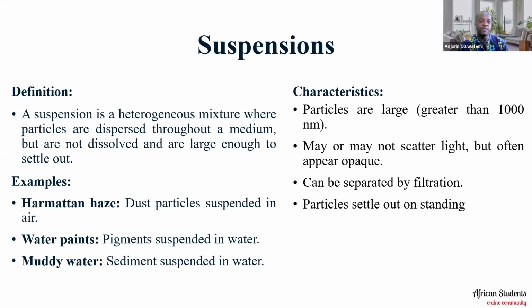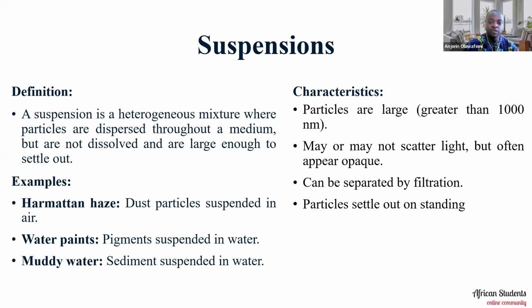We're going to look at that very shortly. So that is what a suspension is: a heterogeneous mixture where particles are dispersed throughout the medium but are not dissolved and are large enough to settle out. Examples of suspensions include, one, Harmattan haze, dust particles suspended in air. Number two, water paints, pigments suspended in water. Then muddy water, sediment suspended in water.